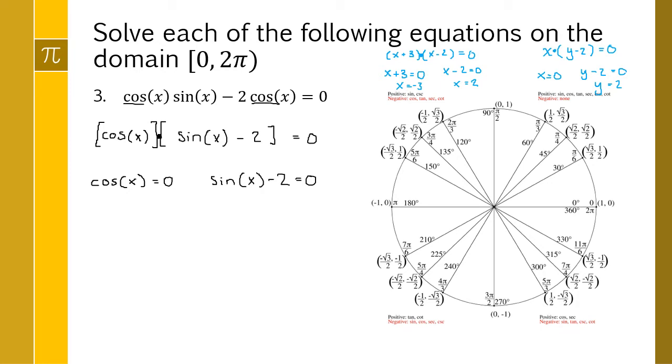So now we can take those one at a time. If cosine of x equals 0, well, that's already got the trig function isolated, so I can just take the inverse cosine on both sides.